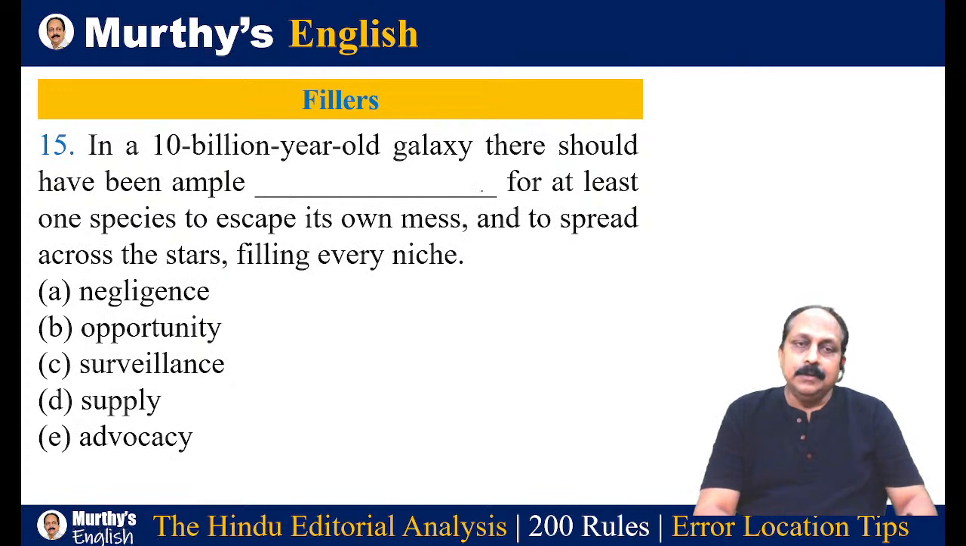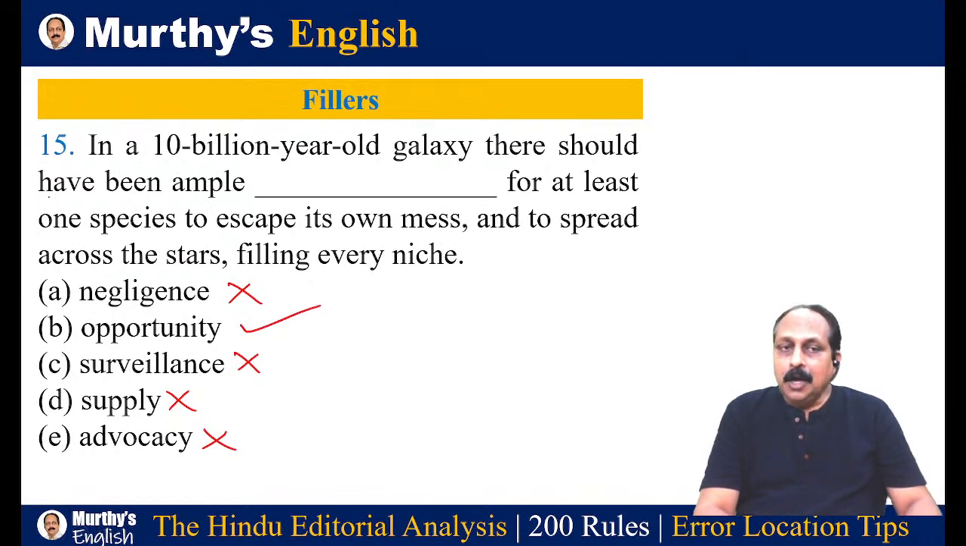Question number 15. In a 10 billion year old galaxy, there should have been ample for at least one species to escape its own mess and to spread across the stars, filling every niche. Niche means a particular segment. What is the answer? There should have been ample negligence? No. Surveillance, not relevant. Supply, not relevant. Advocacy, not relevant. Should have been ample opportunity. Answer is B, based on the context.